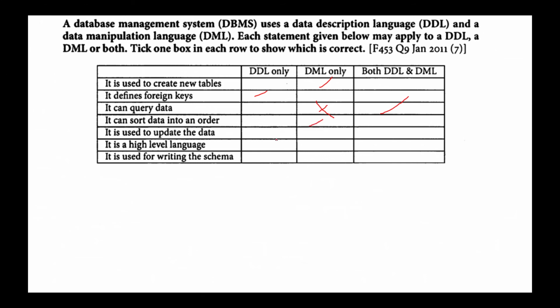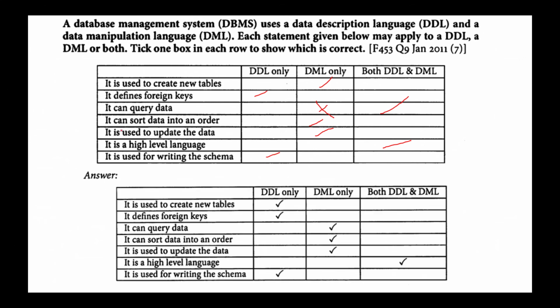It is used to update the data. Update the data, manipulation. So update. It is used in high-level language. I think these are both used. It is used for writing the schema. That one. Let's see. Oh, I got some wrong. So that one's wrong. That one is correct. This one is wrong. This one's correct. This one's correct. And then this one's correct as well, and that one's correct.